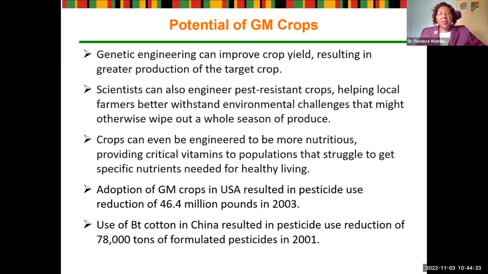If you look at the adoption of GM crops in the US, it has resulted in pesticide use reduction. We are talking about a reduction of 46.4 million pounds of pesticide, and that is in 2002. Use of BT in China has resulted in pesticide use reduction to 78,000 tons of formulated pesticide in 2001. You can imagine what's happening. It's really a technology that is in use. It's not something we are debating. Has it been used? Has it been tested? Is anybody else using it? Okay, so these are the points I want to raise in this dialogue. Thank you. Let's move on.